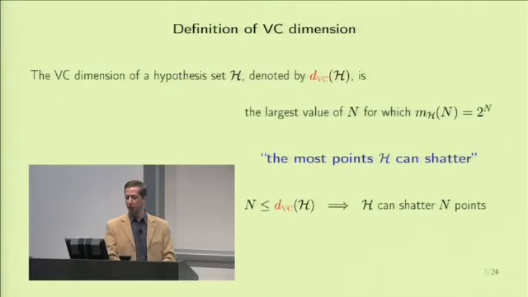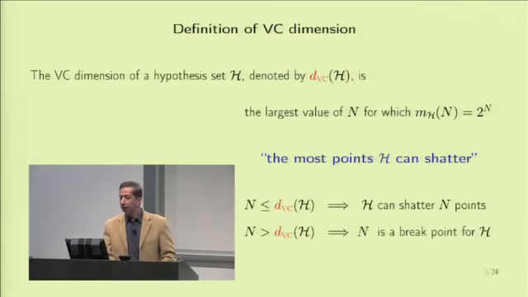The other direction is also meaningful. If n is greater than the VC dimension, now the statement is strong that n is a breakpoint. You cannot shatter any set of that many points, because by definition, the VC dimension was the maximum. And although I called it n here, we used to call it small k. So anything above the VC dimension is a breakpoint, and anything below, you can shatter.